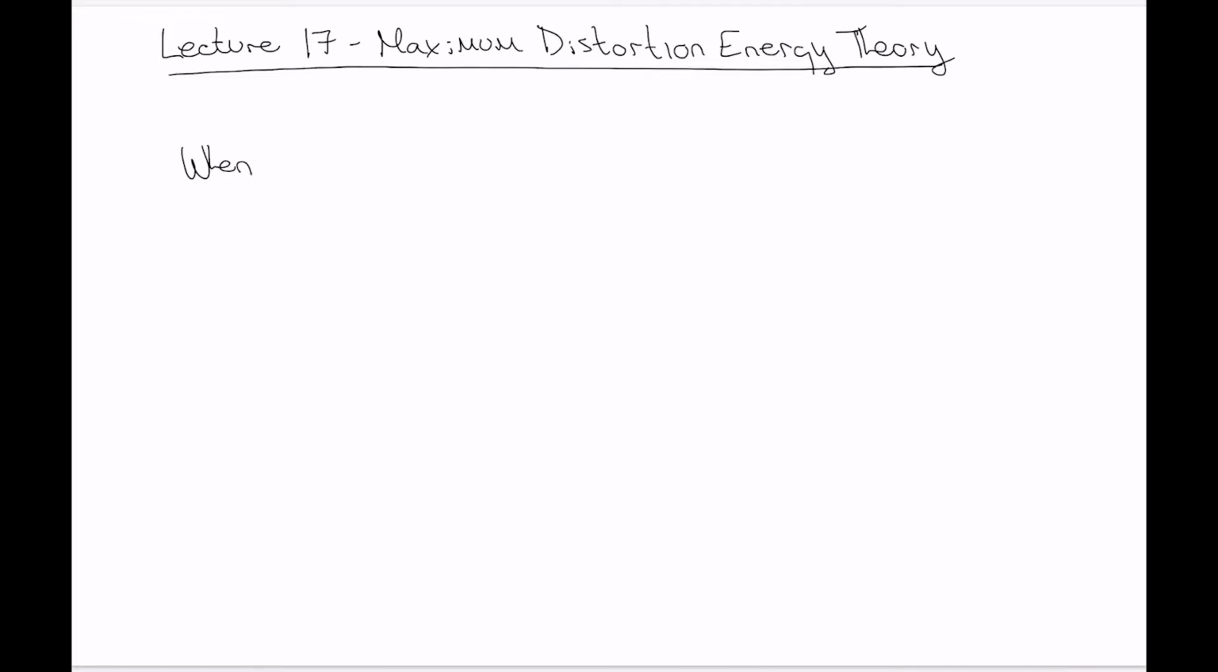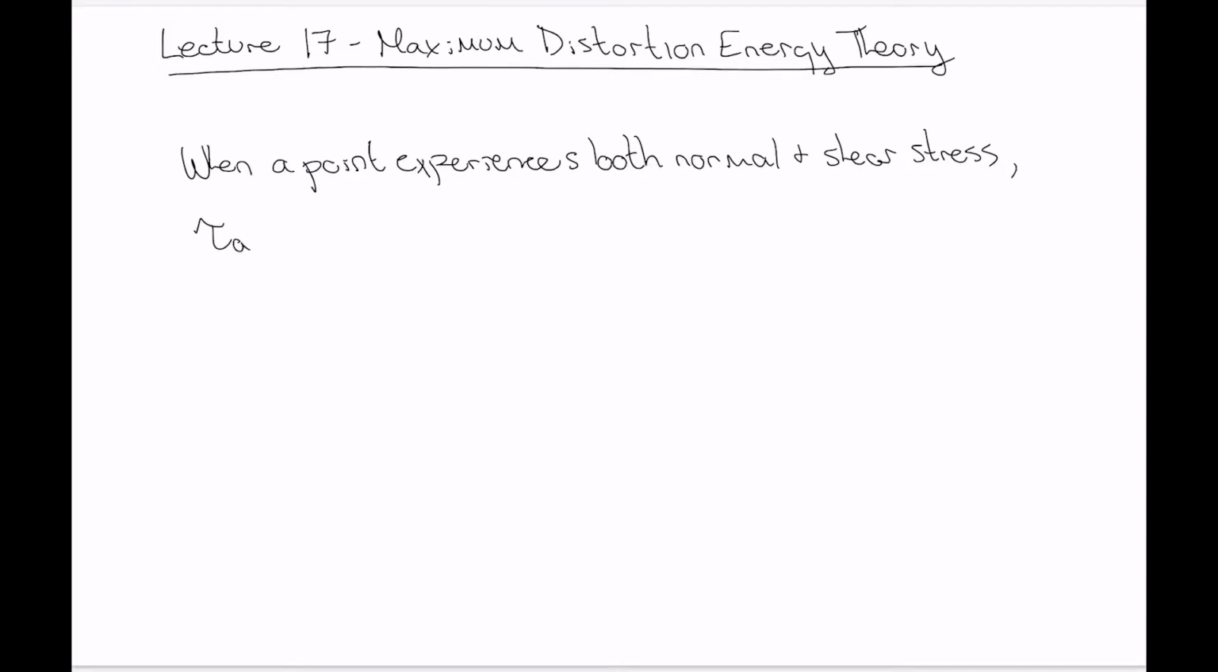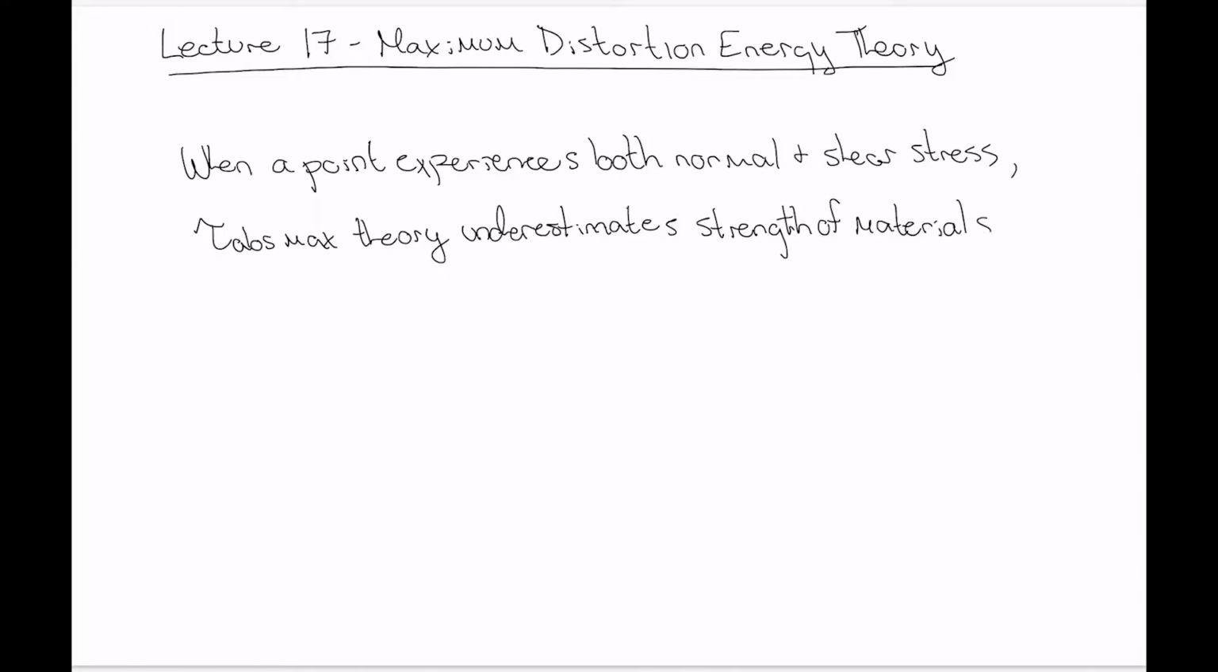So when a point experiences both normal and shear stress, then the absolute maximum shear stress theory underestimates the strength of the material slightly.